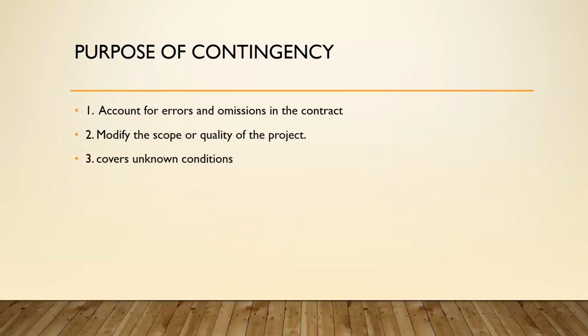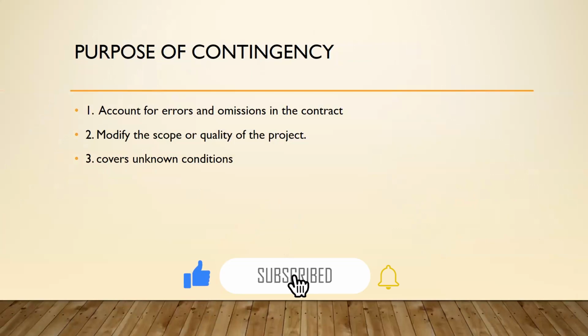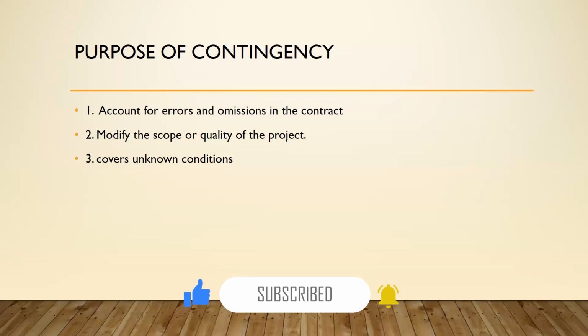So the purpose of contingency. Why do we allow contingency in our contracts? To account for errors and omissions in the contract, as well as when there's a need to modify the scope and quality of the project. It also helps to cover unknown conditions.